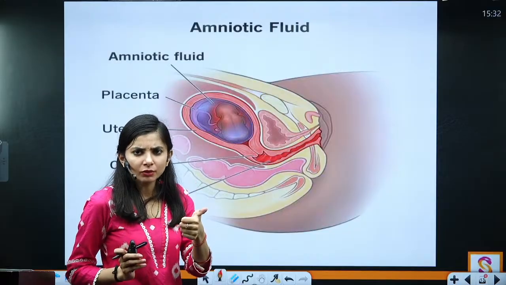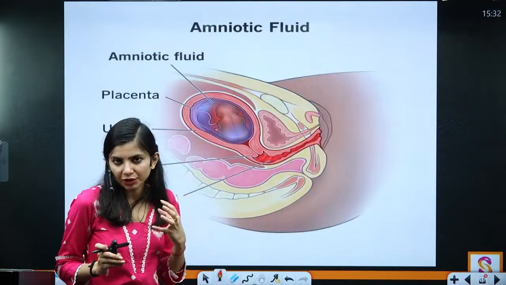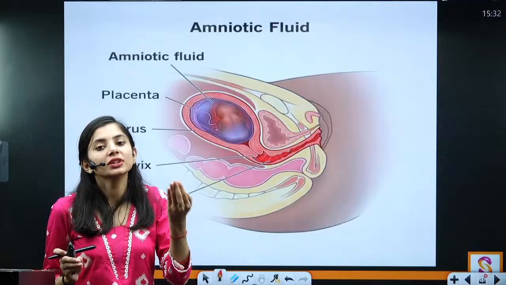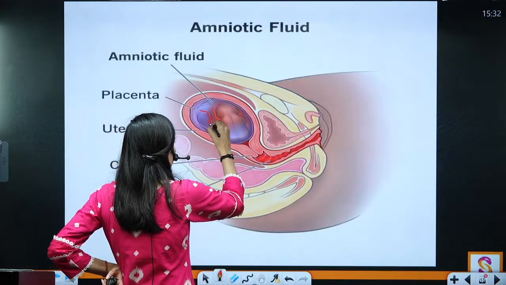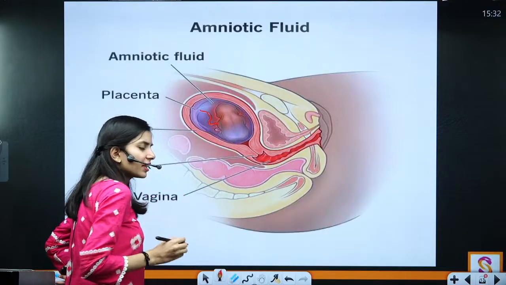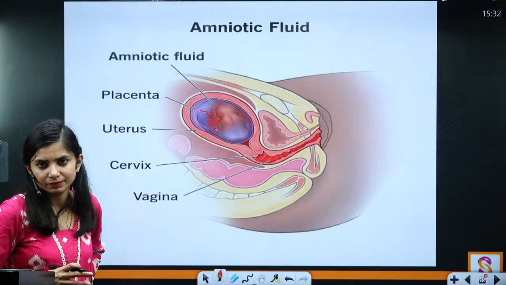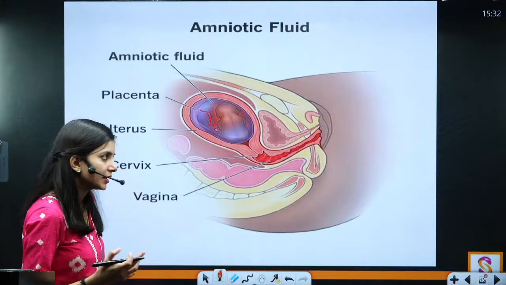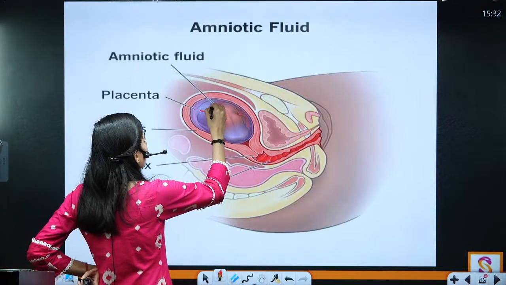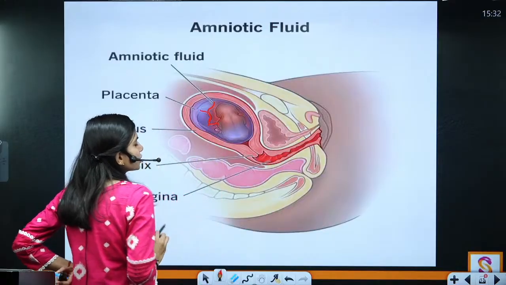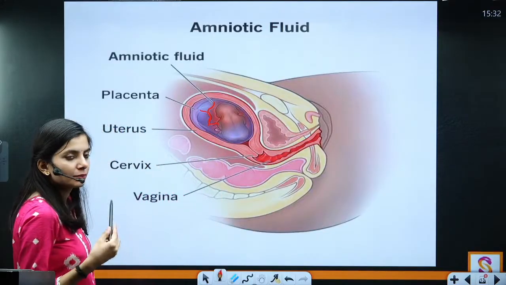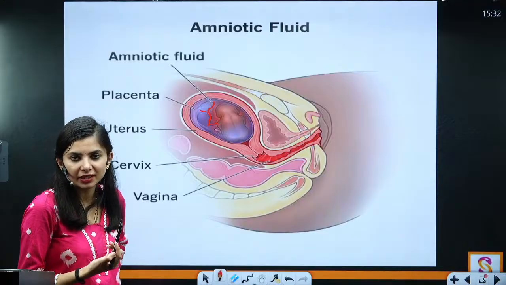One thing you know very well is that nutrition from the mother to the child is transferred with the help of the umbilical cord. That umbilical cord is connected with the navel of the child. Then this umbilical cord is connected with the placenta. The placenta is responsible for providing nutrition to the child.